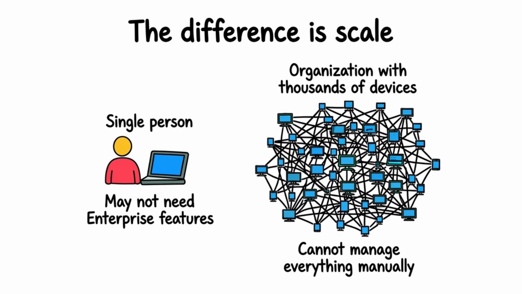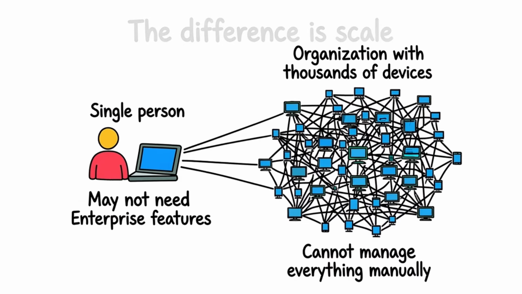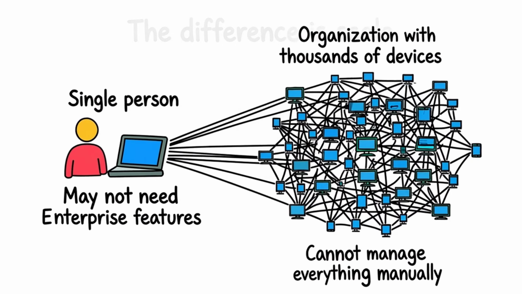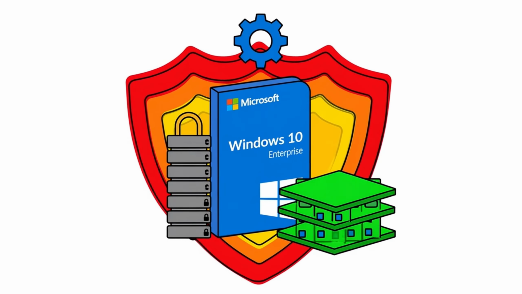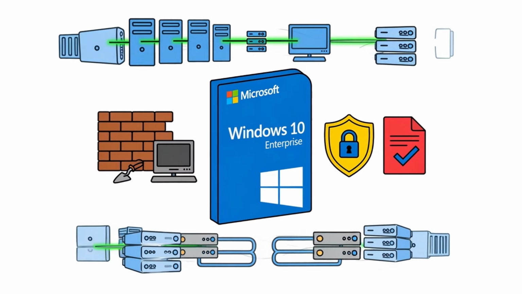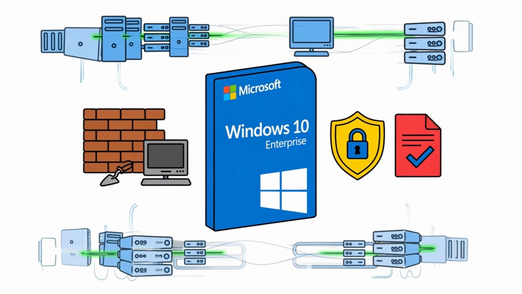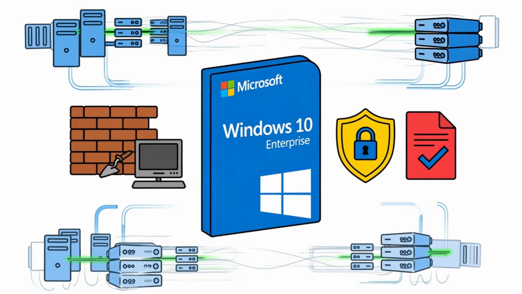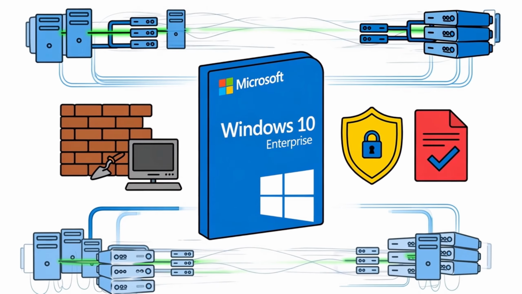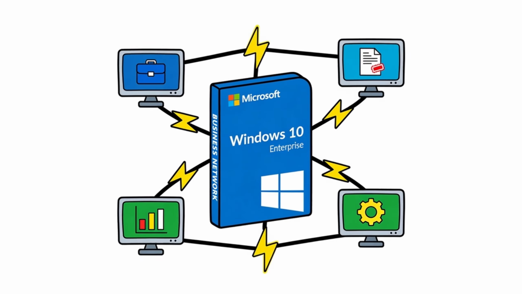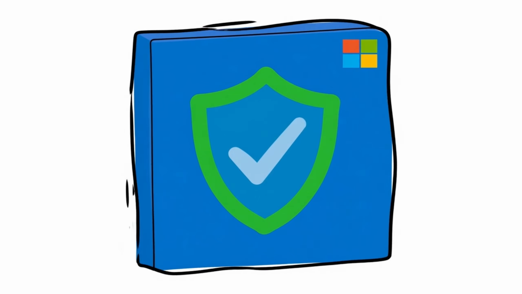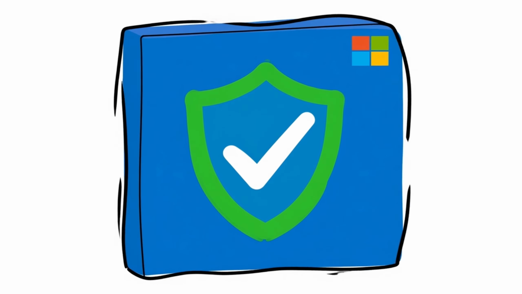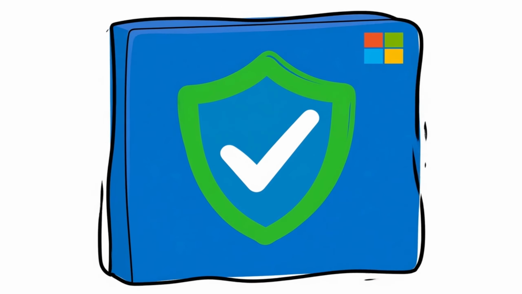The difference is scale. A single person using one laptop may not need enterprise features, but an organization with thousands of devices cannot manage everything manually. IT teams need rules, security layers, and predictable systems. Windows 10 Enterprise comes from Microsoft's long history of building Windows for business networks, where computers must follow company policies and protect sensitive data. It matters because business computers are not isolated machines. They are part of a larger environment, and that environment needs to stay secure, organized, and reliable every day.